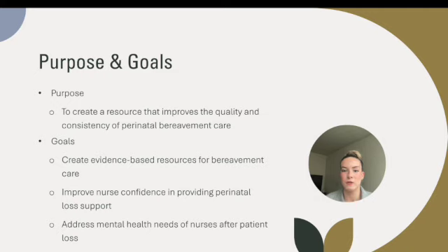I know it's affected nurses when they've had multiple demises in a row. I've also had a nurse tell me that she was trying for a baby and ended up having a demise during that time, and it was just really hard, emotionally. And so I wanted to create mental health resources for our nurses as well. Just a sheet where they can find the resources that we have if they are struggling when they have a demise, so they can get the support they need.